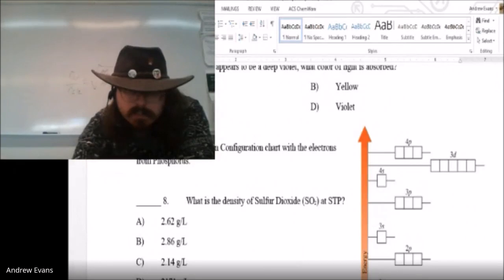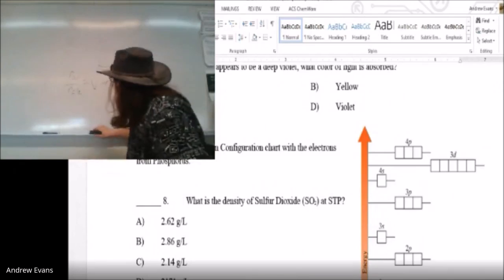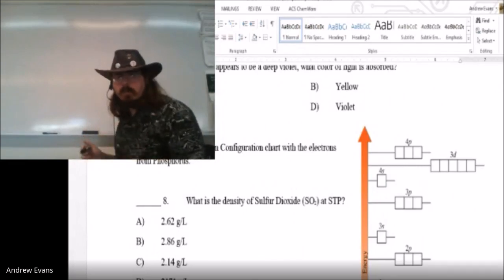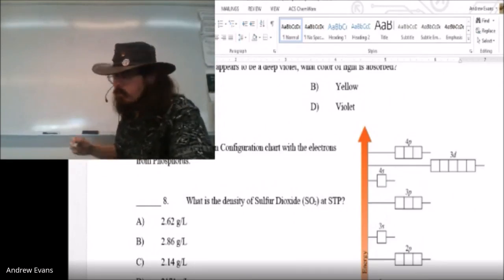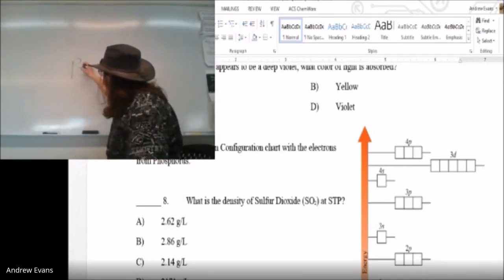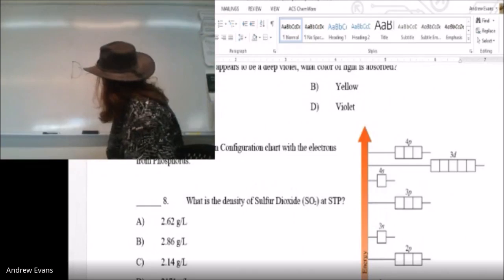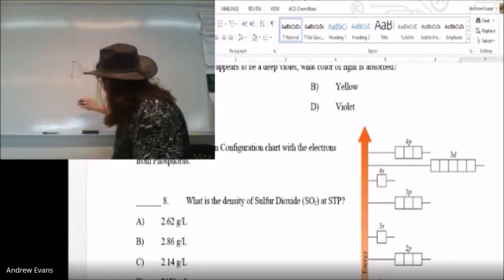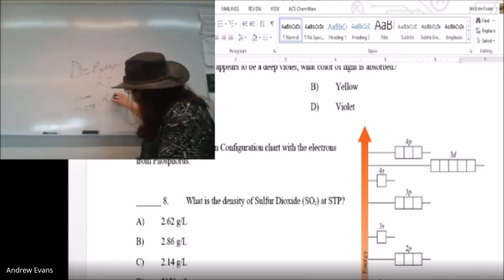8. What is the density of sulfur dioxide at standard temperature and pressure? STP stands for standard temperature and pressure, which is 0 degrees Celsius, which is 273 Kelvin, and 1 atmosphere. So what is the density? The density equation is density equals pressure times molar mass over RT. So we're given pressure is 1 atm.